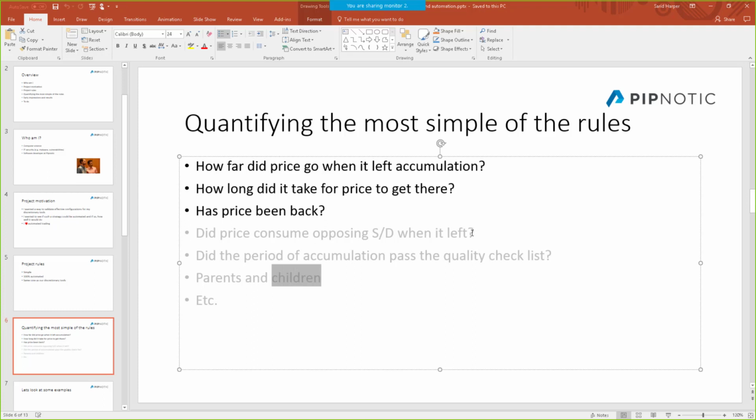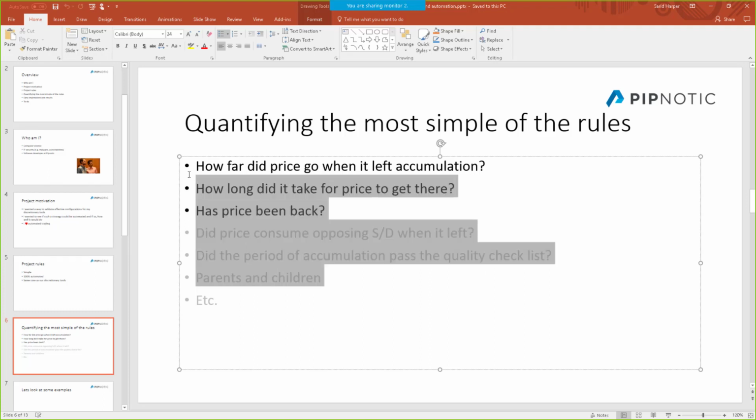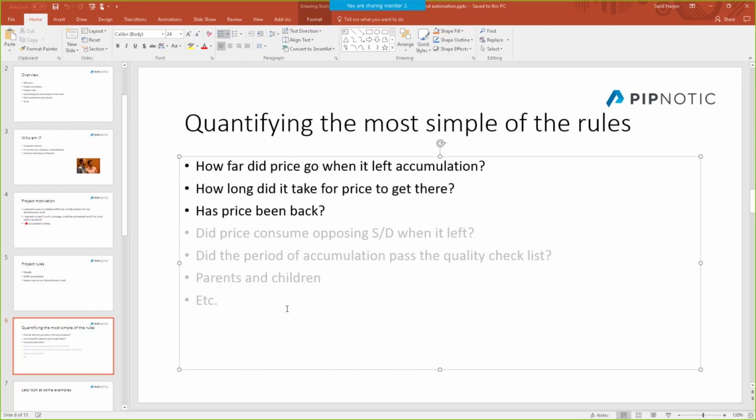Then we have this one, of course, the price consuming opposing supply and demand. So when the algorithm identifies an area of supply and demand, what happens there? Can we consume opposing supply and demand? Is that opposing area of supply and demand qualified? Is it a parent? Is it a child? Did it pass the quality checklist? And so you can see the complexity of me having to implement all of these rules, and the other ones that aren't on here is kind of a daunting task, and I really didn't want that. And so I focused on these three here.